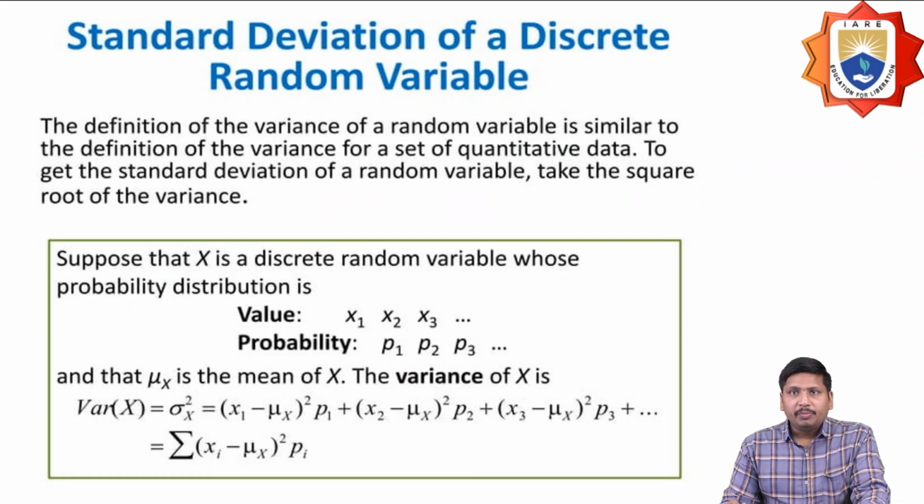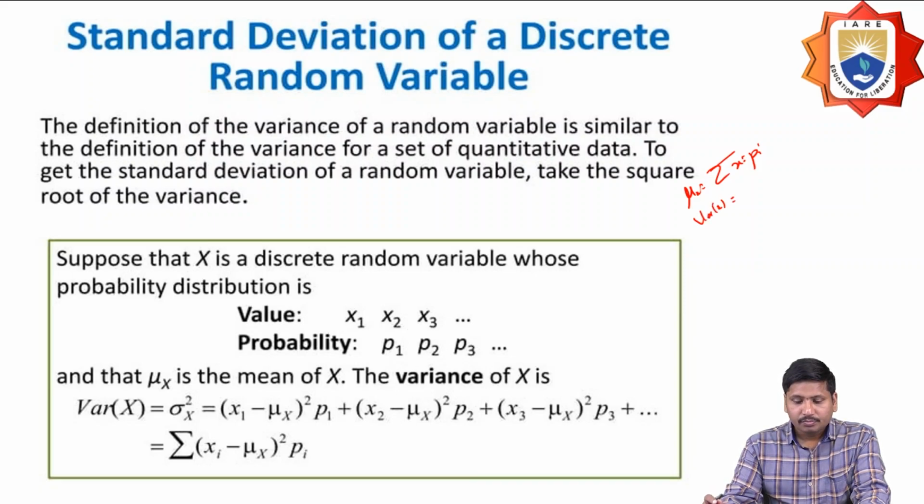And how are we going to estimate the standard deviation of a discrete random variable? In this one, the definition of the variance is similar to the definition of the variance of a set of quantitative data. To get the standard deviation of the random variable, we have to take the square root of the variance. Previously I told how we calculate the mean value, mu of x. Now I can describe how we calculate the variance of this discrete variable. So what is the equation?